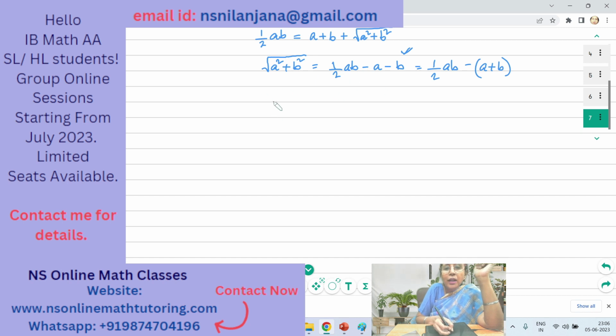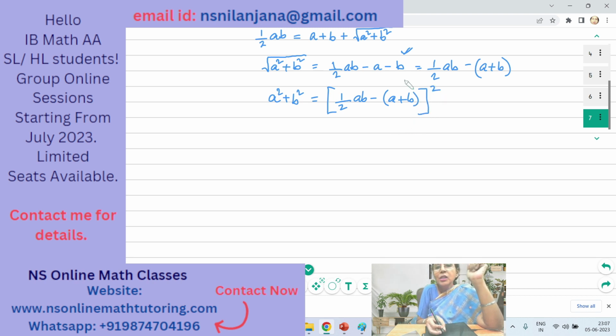And now I will be squaring both the sides, so it will be A square plus B square is equal to half AB minus A plus B whole square. Okay. That is what I was saying, that if you take them separately, there will be three terms and you do not know how to expand a plus b plus c whole square. If you can manage, no problem. You can keep them separate. Else you get it in form of two terms.